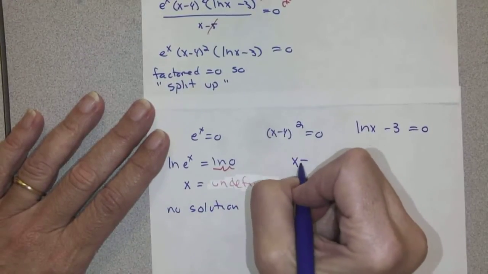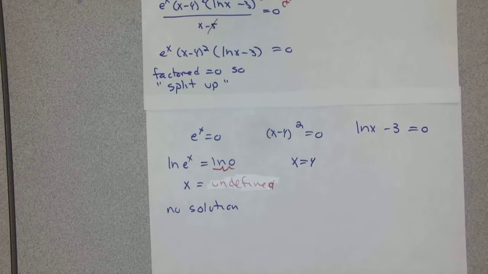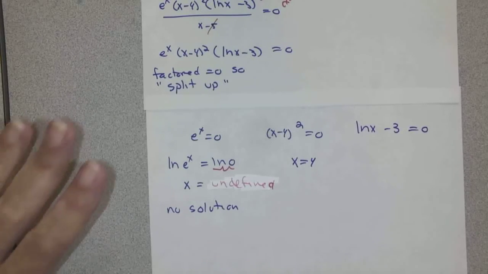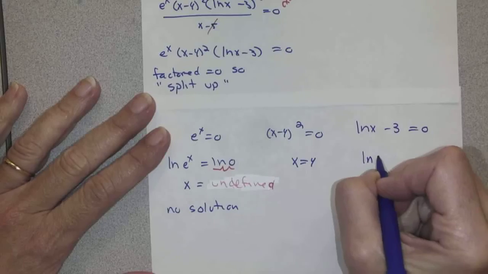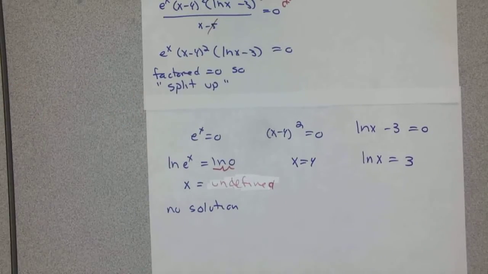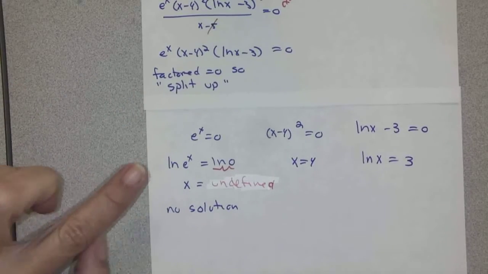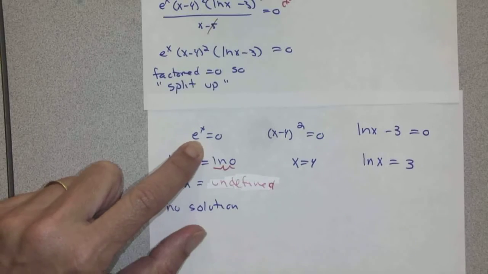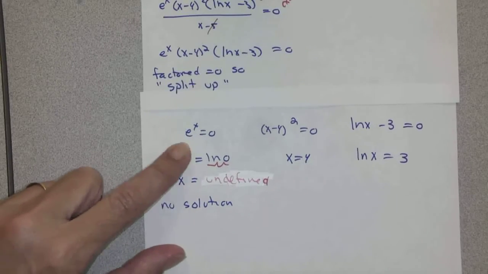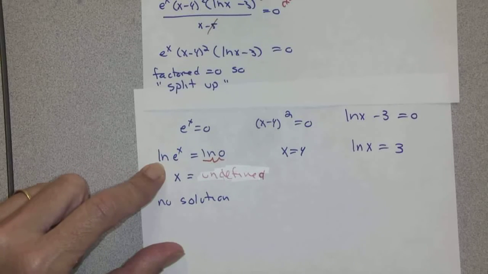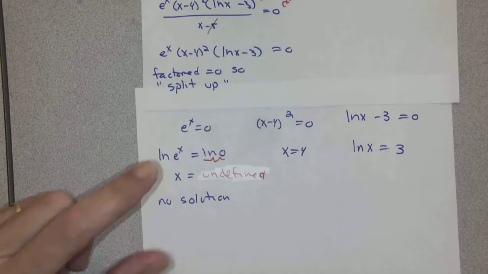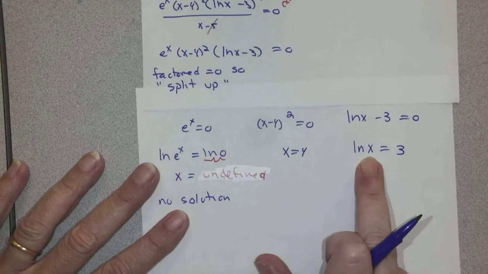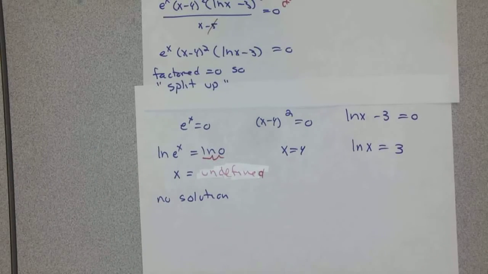Here, without much fuss, and I'm not going to go through that, that's going to be x equals 4. And over here, this is going to be the natural log of x equals 3. So, similar idea. Here, this was an exponential. The opposite of exponentials were logarithms. The opposite of a natural exponential is the natural log, the inverse function. Here, we have a natural log.